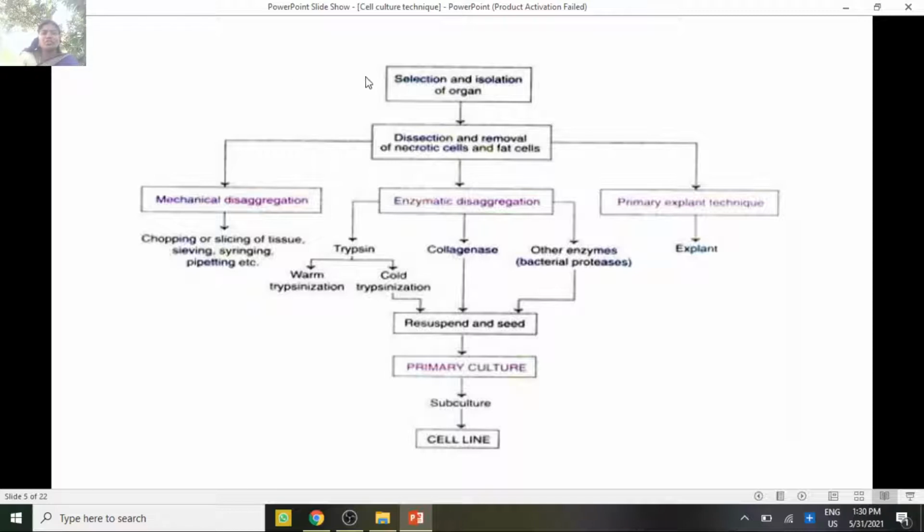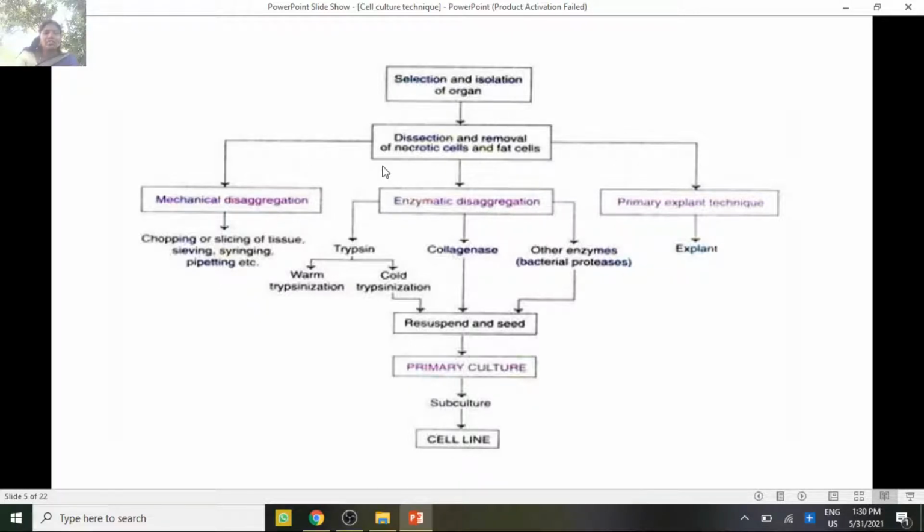In the preparation of tissue material, the first step is selection and isolation of a tissue or an organ for tissue culture technique. The next step is you have to dissect and remove the necrotic cells and the fat cells before proceeding for culturing of cells. After dissection you have to disaggregate the cells.